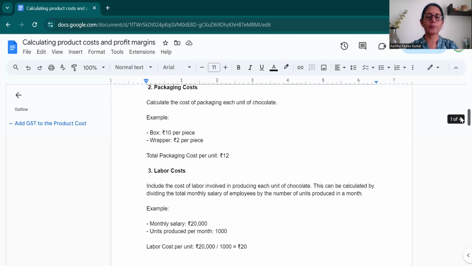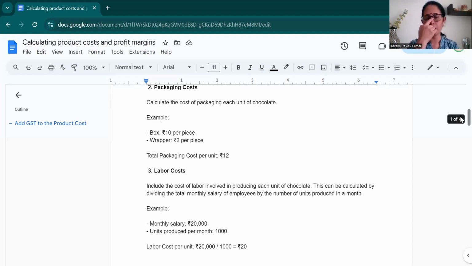Likewise, labor cost. It includes all the labor involved in producing each unit of chocolate. So this can be calculated by dividing the total monthly salary of all the employees by the number of units produced in a month. If you do not have any employees, then also you have to give a salary for yourself. So let us assume monthly salary is 20,000 and the units produced is 1,000. Then the labor cost is 20,000 divided by the units produced.